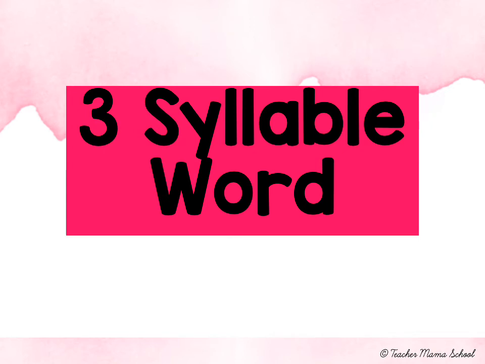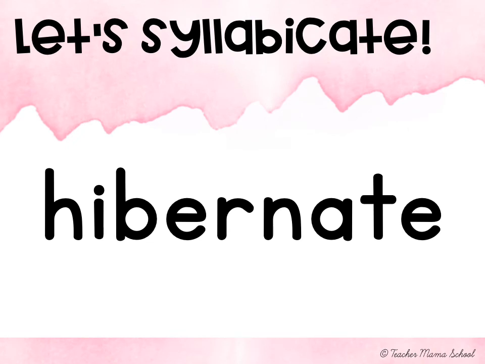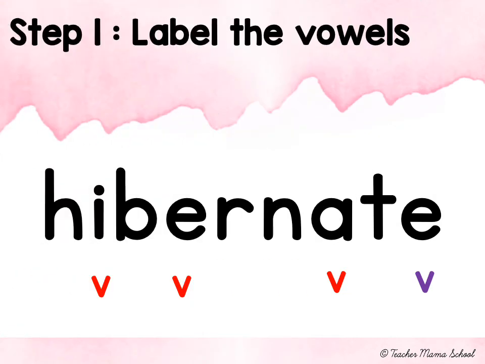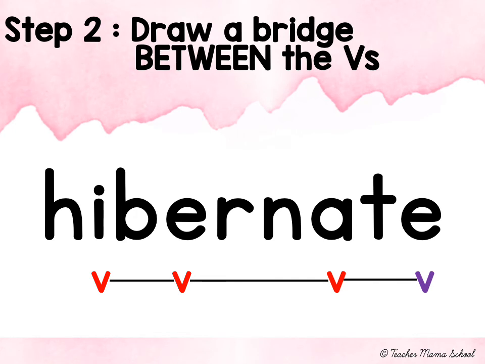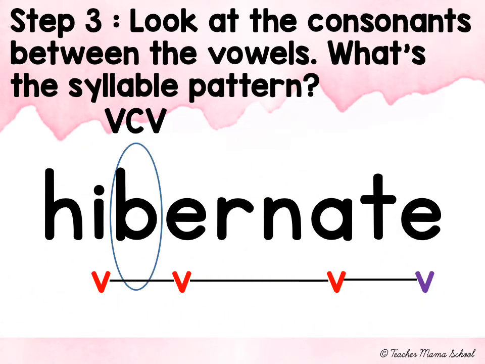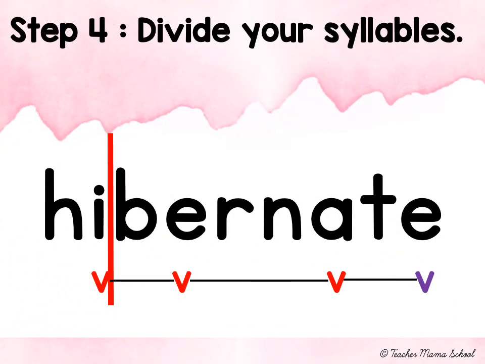Now I want to take you through just a 3-syllable word so you can see how this would work with even larger words. Here's the word we'll use. So we start off with labeling the vowels. We'll draw a bridge, and we're going to draw that bridge between each vowel, all of the V's. Now we're going to look at the first 2 vowels, and we're going to look at the consonants between those first 2 vowels. What's the syllable pattern? We have vowel, consonant, vowel. So V, C, V. We're going to divide our syllables.